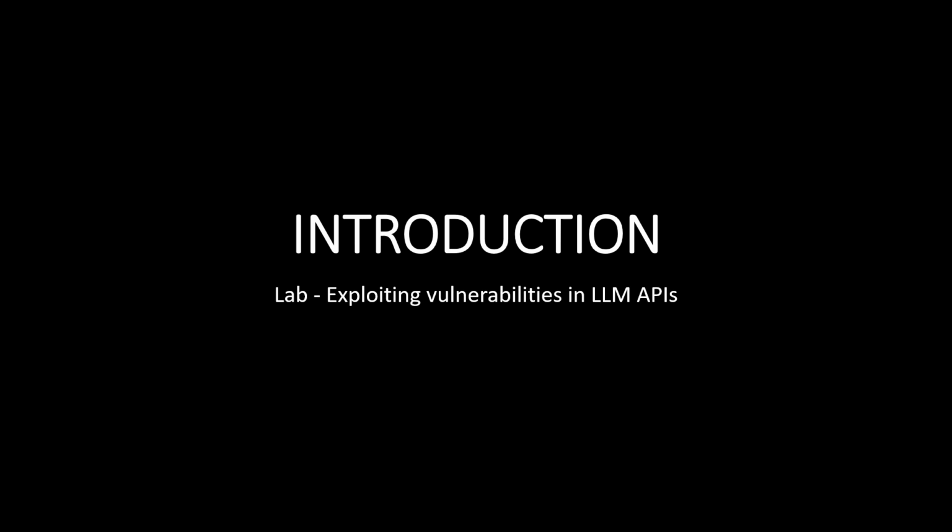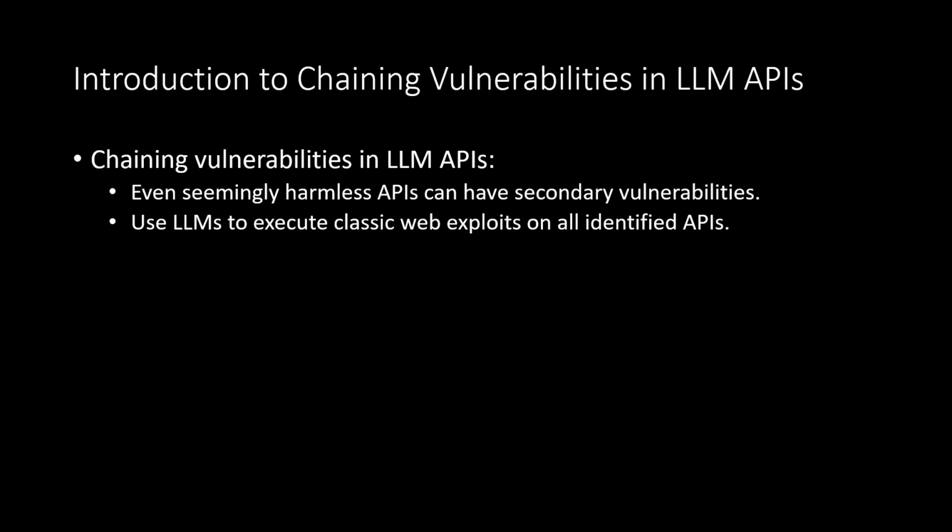Let's get started. Even if an LLM only has access to APIs that look harmless, you may still be able to find secondary vulnerabilities. For example, you could use an LLM to execute a path traversal attack on an API that takes a file name as input. Once you've mapped an LLM's API attack surface, your next step should be to use it to send classic web exploits to all identified APIs.